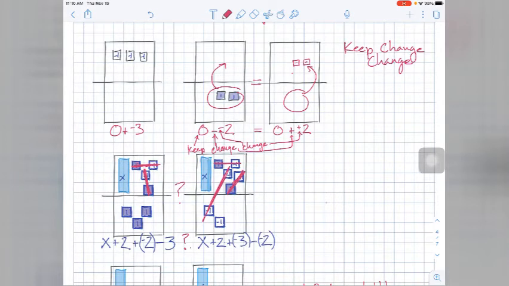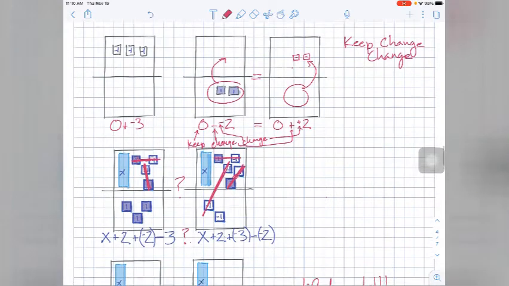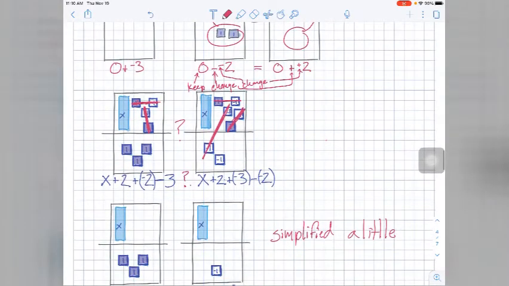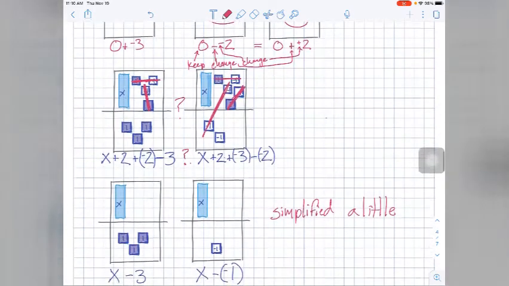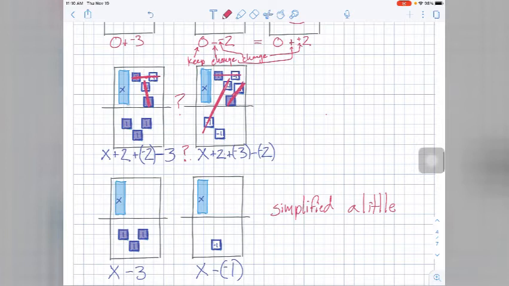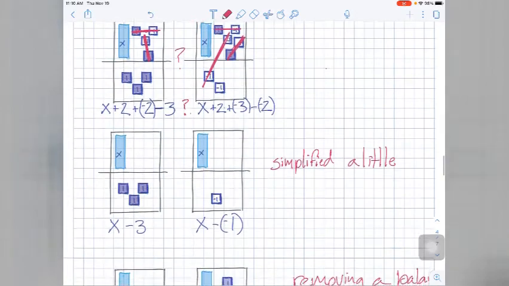So when I'm considering those, now I can look at what's left over, and I see that my simplified version, I've simplified it a little bit, and now I have x minus 3, and I have x minus negative 1 as my answers. You can see I've written those down here at the bottom already. So that's simplified a little bit. There is a little bit more simplifying that I can do, however.